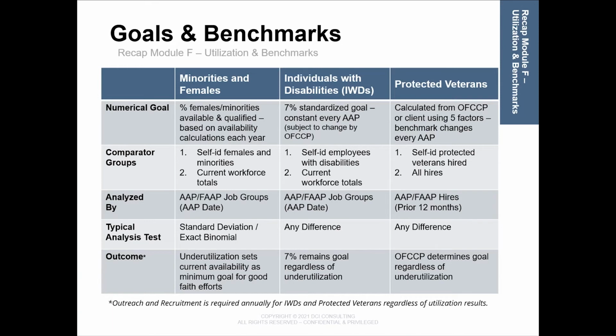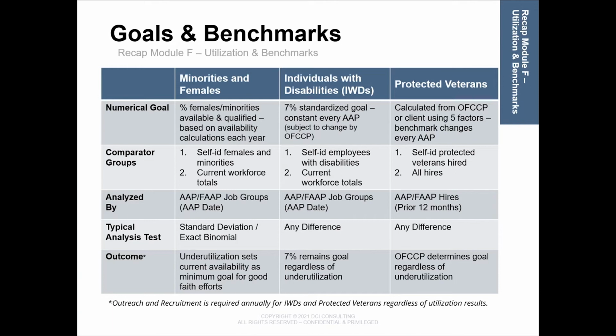This is going to be determined from the self-ID of your females and minorities and from the current workforce total, so your current year roster snapshot. It's going to be, again, analyzed by AAP or FAAP, or Functional Affirmative Action Plan job groups on that specific date snapshot of your AAP plan. And to determine utilization or if a goal needs to be set, for this test, we will use standard deviation for groups of 30 or more, or an exact binomial for groups less than 30.